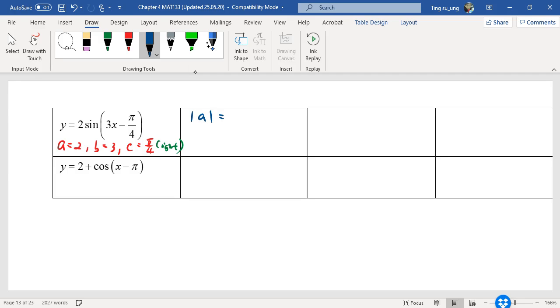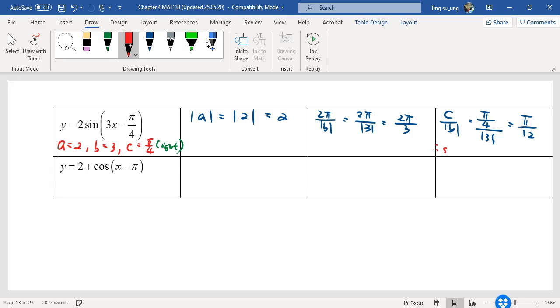After that, just proceed. Absolute A, absolute 2 equal to 2. So 2 pi over B, so 2 pi over 3. Then C over B. Your C is pi over 4 over 3, so you have pi over 12. And don't forget to write shift to the right.